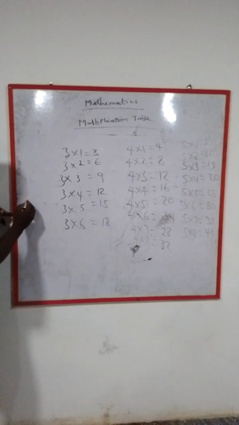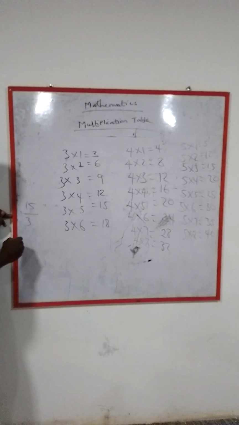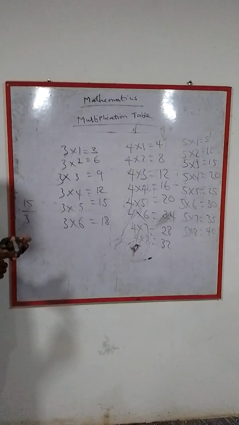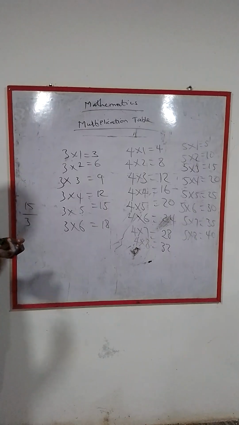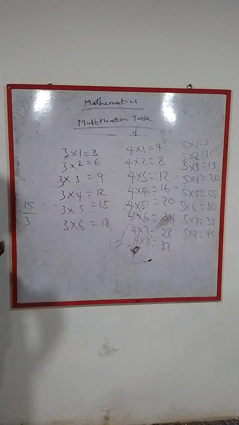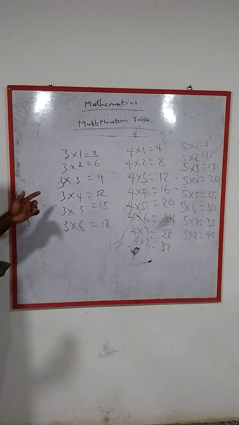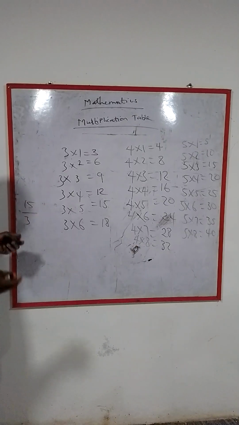For instance, with 3 into 15, all I just need to do is get my multiples of 3. The first one is 3, the next one is 6, the next one is 9, the next one is 12. That is 3 times 4, 12. The next one is what? 15.